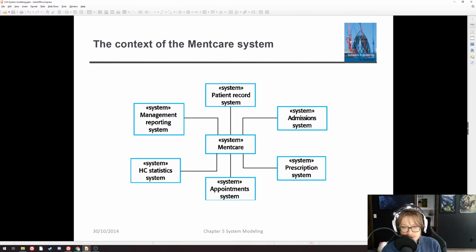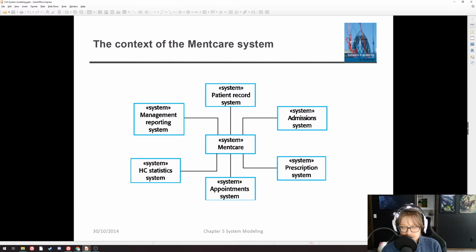Here's an example for Mentcare. The system's usually positioned in the center. You have all the different external systems that it interacts with coming off of it, and they're all named. Here they all use the tag system. Again, if you look these up, you'll see there are different tags that people will use besides system. There are different formats for grouping the things together based on what type of thing they are, like system or some other external requirement.